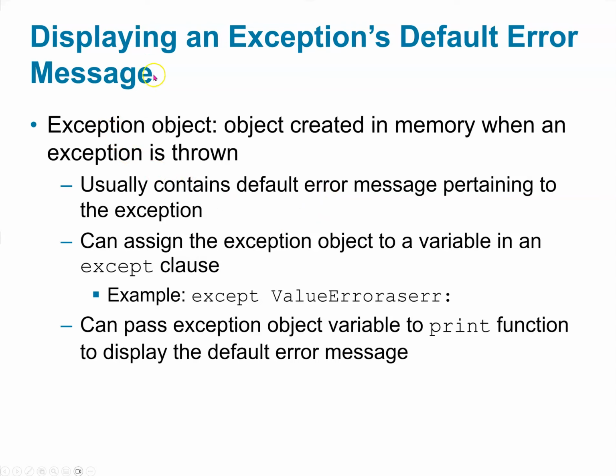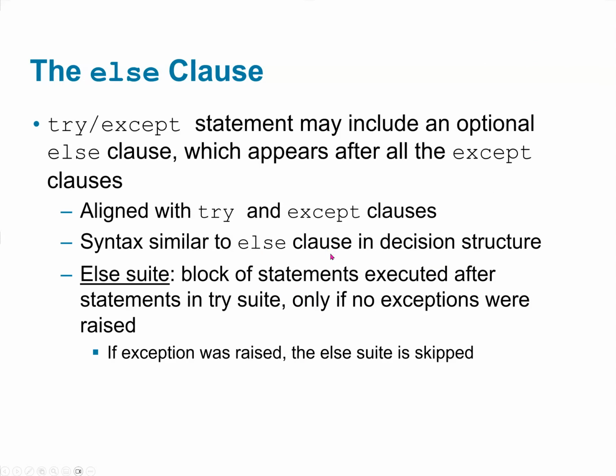Okay. Displaying an exception's default error message. When an exception is thrown, an object is created in memory. There's actually an object. It usually contains the default error message pertaining to the exception. You can assign the exception object to a variable in an except clause. For example, except ValueError as err will trigger when a certain type of exception occurs. You can pass exception object variables to the print function to display the values.